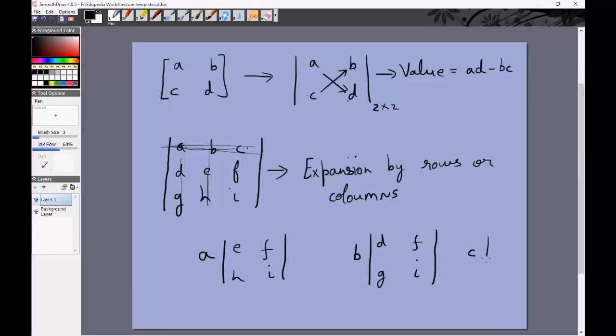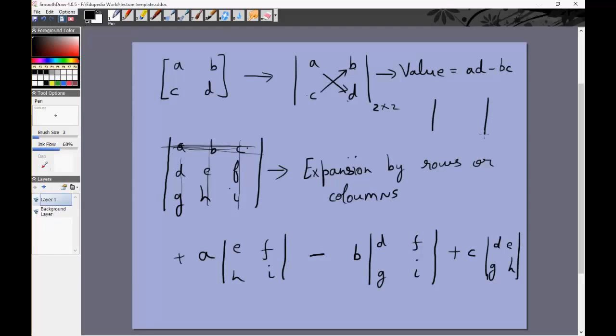And then you take C, and then you take the determinant which will be left by removing the row and column to which C belongs. That means removing the first row and the third column. So what you will be left with is D, E, G, H. And then you don't actually add them up. There's one more little bit of trickery. Here there is a minus sign. So it's plus, minus, plus.